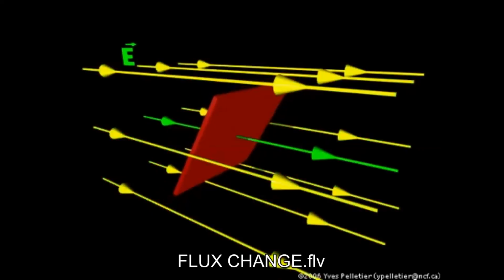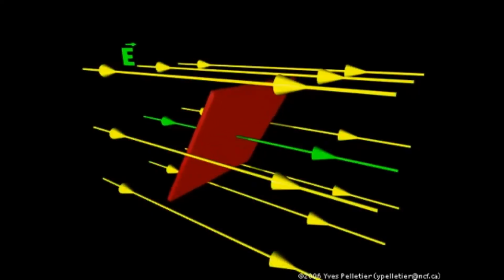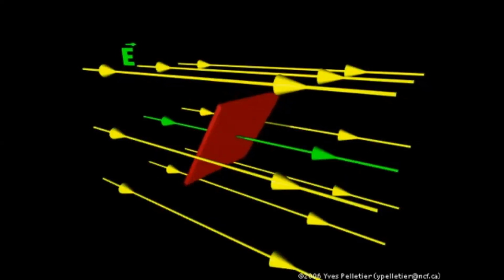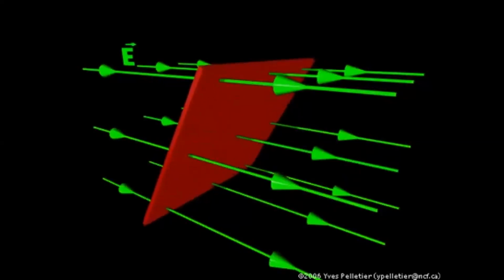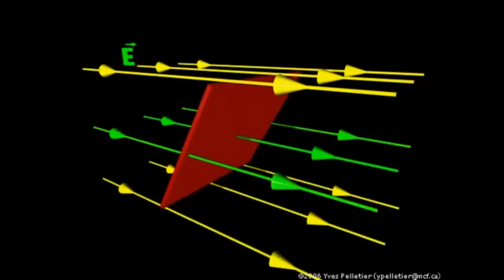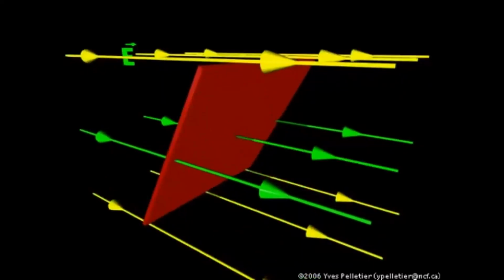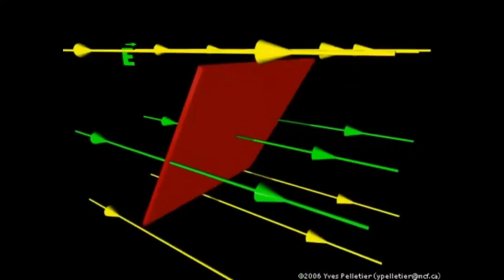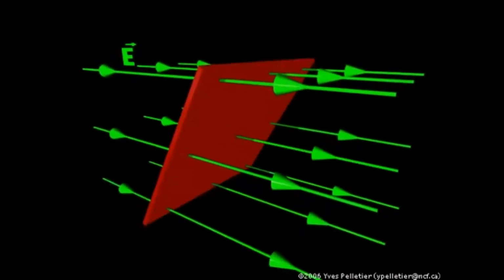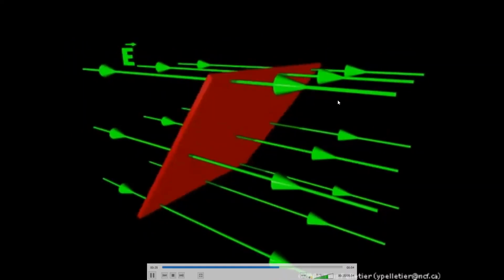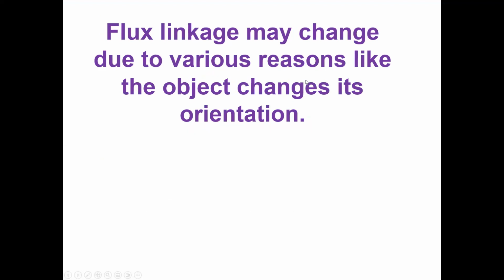Look at this diagram and look at the change in color. Green color is flux linkage, while green and yellow together is the flux. So as the sheet moves, flux changes. Now you have to copy this screen.